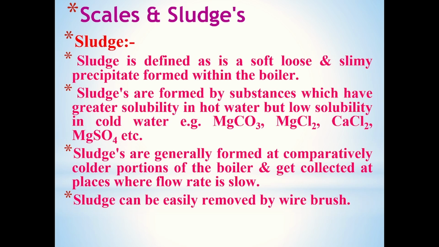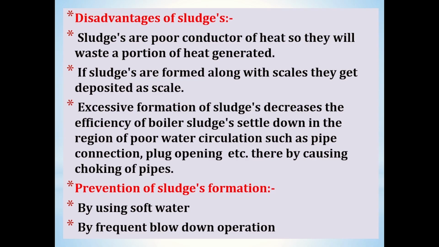Sludges. Sludge is a soft, loose and slimy precipitate formed within the boiler. Sludges are formed by substances which have greater solubility in hot water but low solubility in cold water. Salts like MgCO3, MgCl2, CaCl2, MgSO4 are the salts which cause sludge formation. Sludges are generally formed at comparatively colder portions of the boiler and get collected at places where the flow rate is slow. Sludge can be easily removed from the boiler by wire brush.